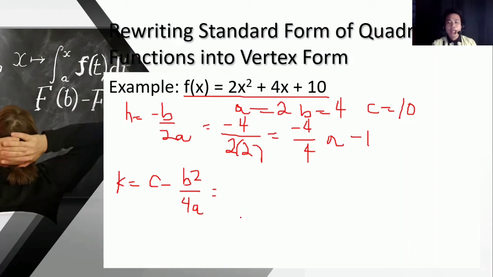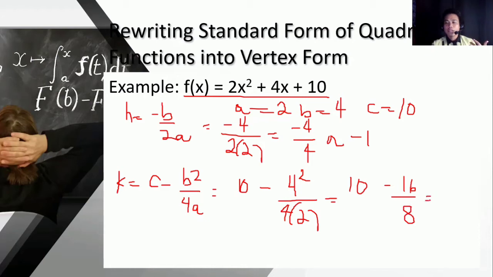After this, we solve for the value of k. So c, we have positive 10 minus b squared. The value of b is 4 and squared, all over 4, which is the constant 4 times the value of a, which is 2. So 10 minus 4 squared, so 4 times 4, or 4 multiplied by itself, is 16. Then 4 times 2, we have 8. Then simplify 16 over 8, or divide 16 by 8. So 10 minus 2, the answer is positive 8 also.